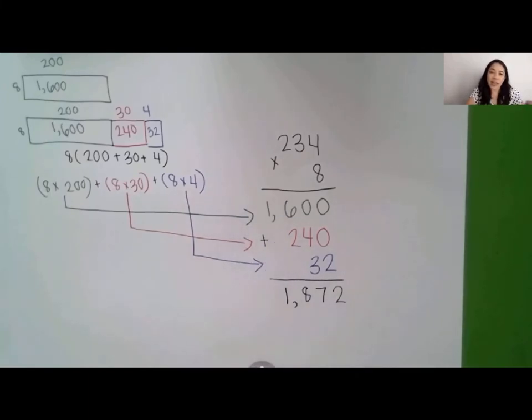I'm wondering, does the order of the partial products change the final product? Here's what I'd like you to do. I'd like you to pause the video here to solve 8 times 234 again, using partial products, but this time beginning with the smallest unit, the ones. I'll be here when you get back, and we'll compare our work.